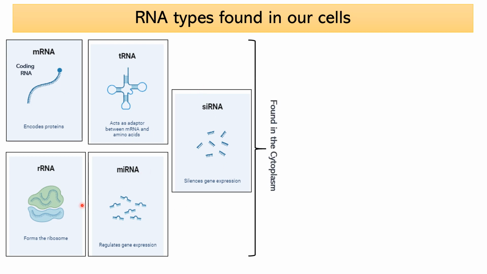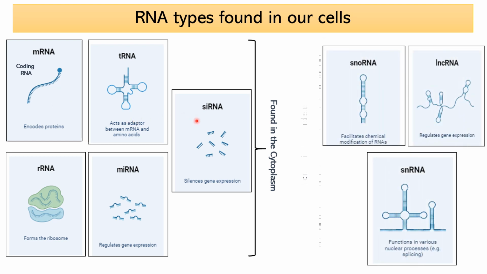All these 5 types of RNAs are found in the cytoplasm. Once they are transcribed from the DNA, they move out of the nucleus into the cytoplasm. The other 3 types are found in the nucleus, and they are the small nucleolar RNA, long non-coding RNA, and small nuclear RNA. They have different functions. This one facilitates the modification of other RNAs. This one is also involved in regulating gene expression. And this one is involved in different processes, including splicing.